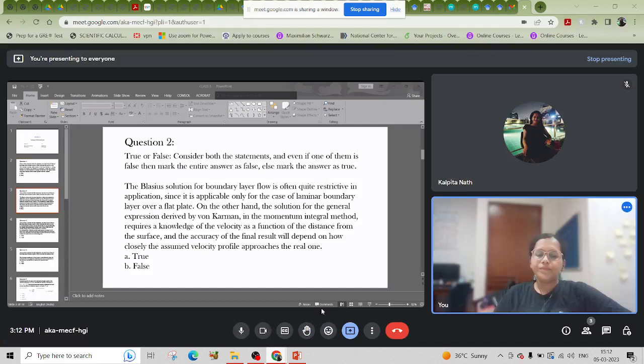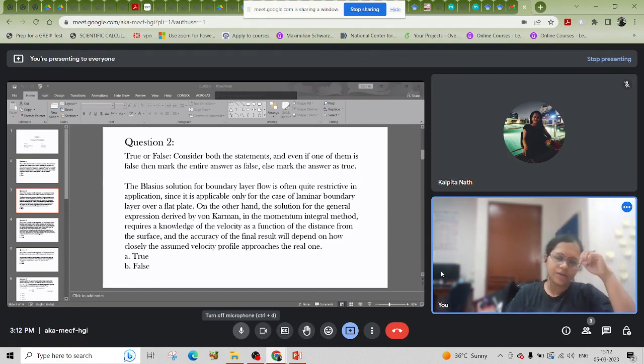So the Blasius solution for boundary layer flow is often quite restrictive to the application, since it is applicable only for the case of laminar boundary layer over a flat plate. Now read out both of these statements and then identify whether one of them is true or both of them are true. If both of them are true, then mark it as true, otherwise mark it as false. I'll give you 1 minute for this.